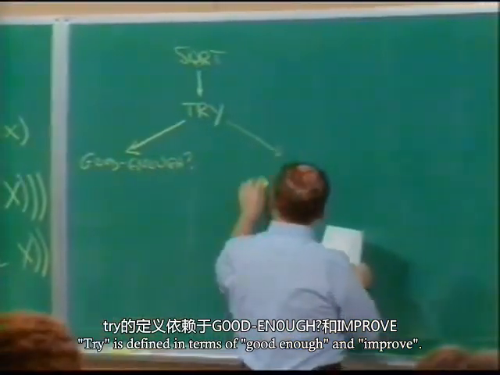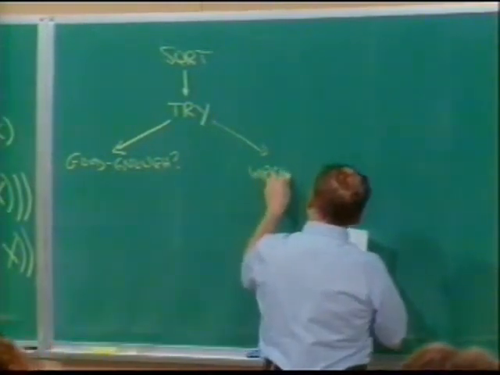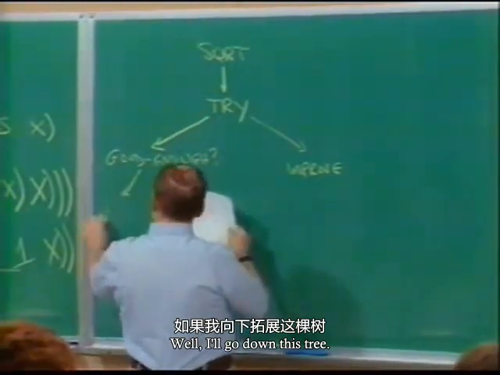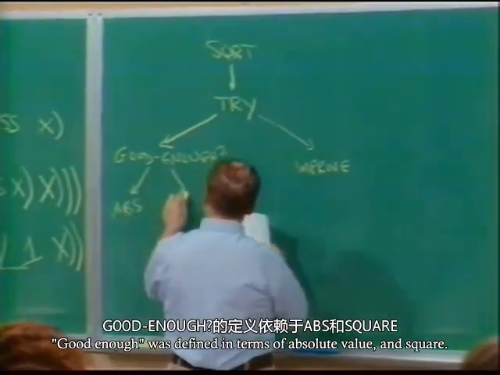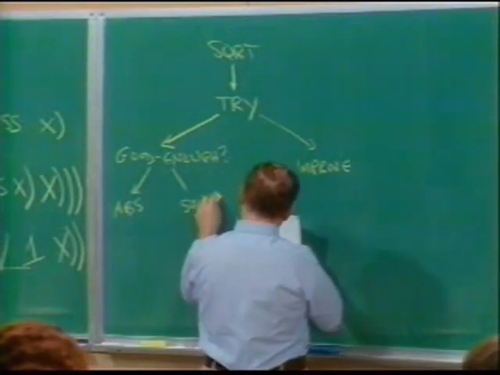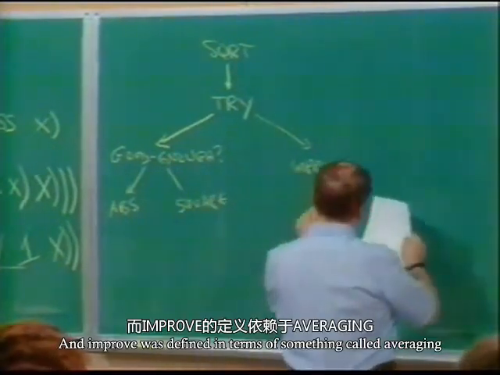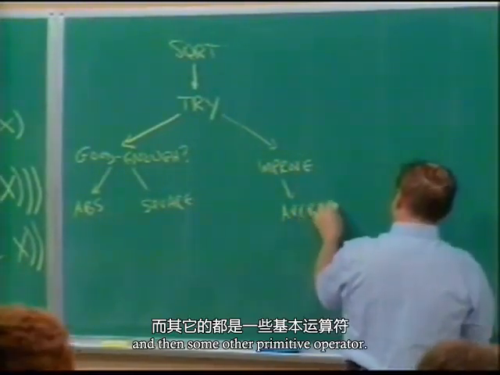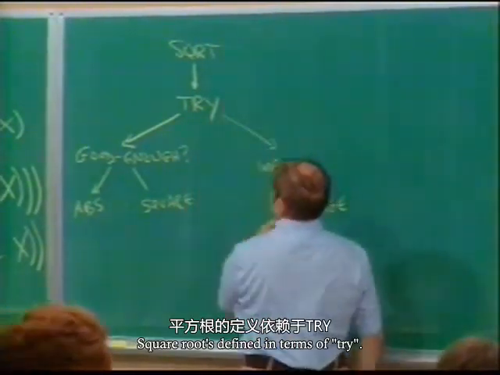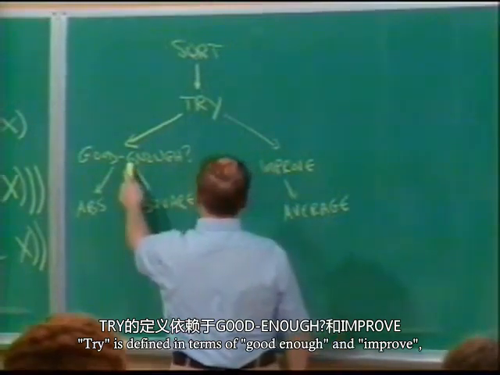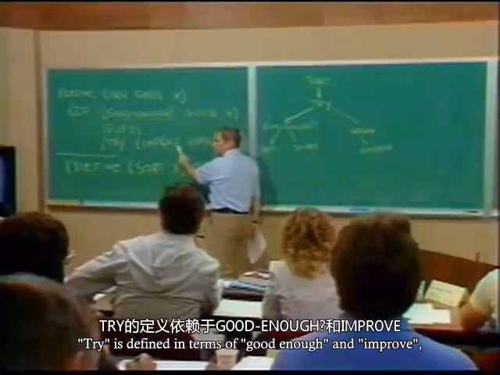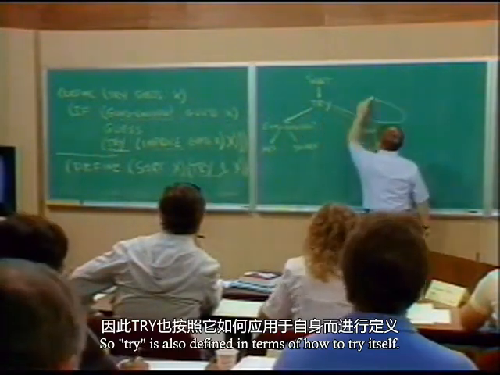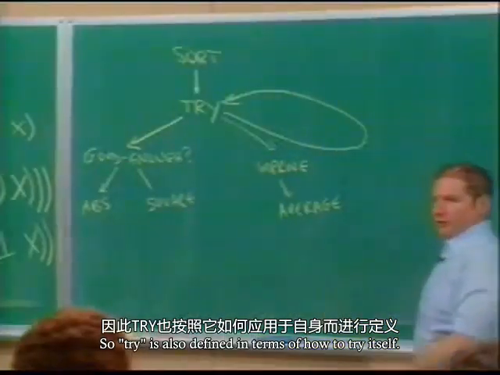and improve. And let's see what else I fill in. Well, if you go down this tree, good enough was defined in terms of absolute value and square. And improve was defined in terms of something called averaging, and then some other primitive operator. So square root is defined in terms of try. Try is defined in terms of good enough and improve, but also try itself. So try is also defined in terms of how to try itself.